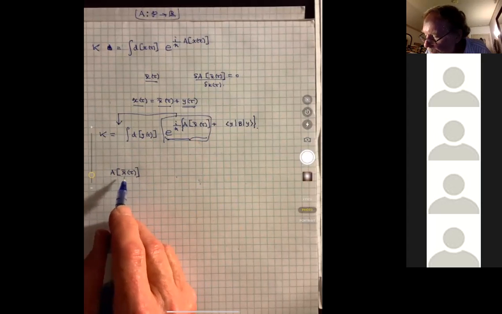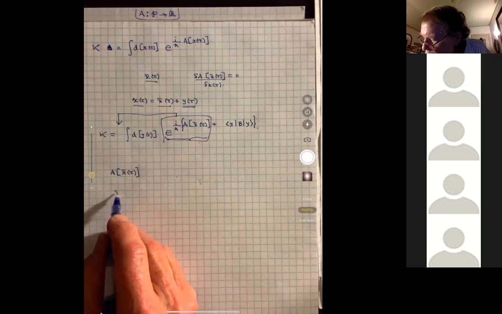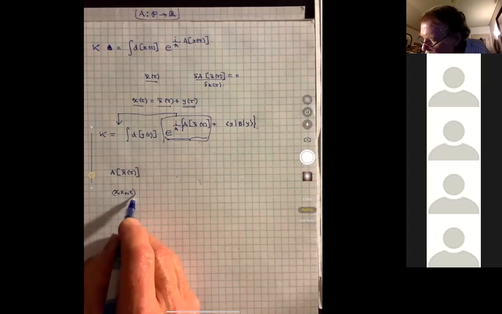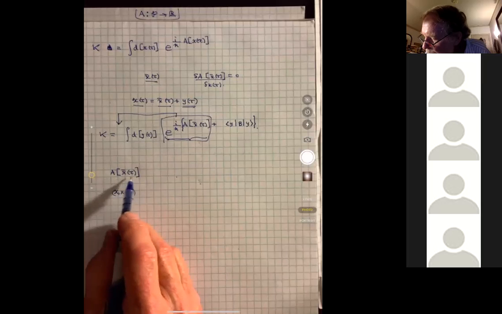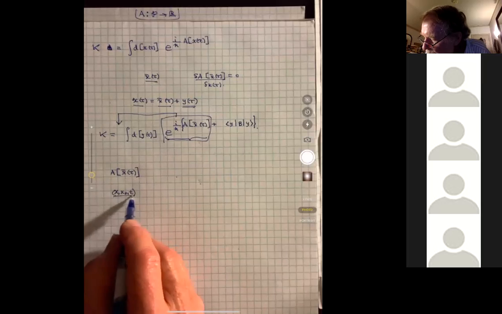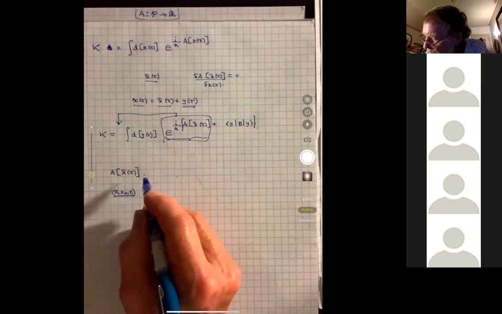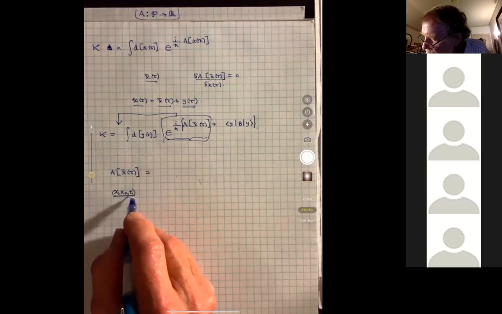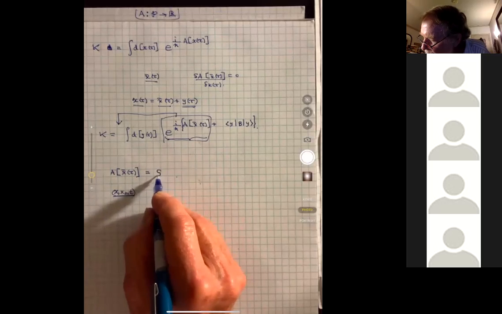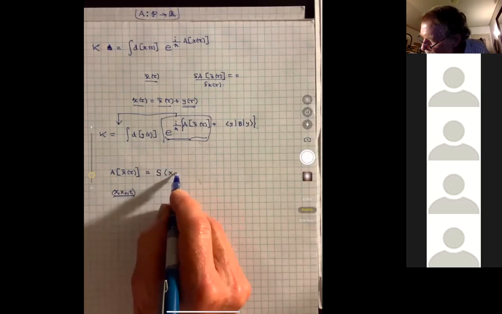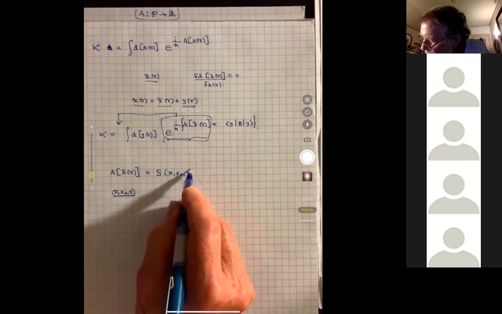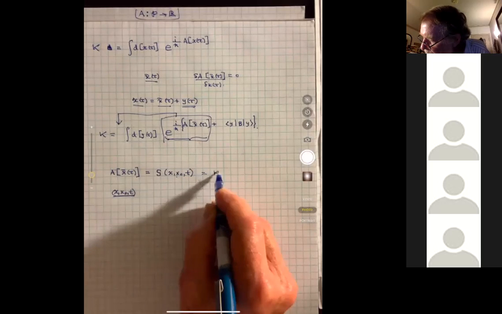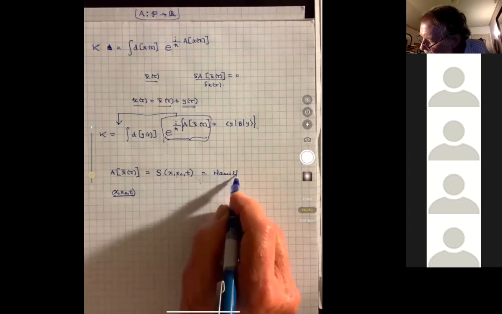But it's a number that depends on the parameters of the path space, which were x, x0, and t for our problem. And so this quantity A of x bar of tau depends on the parameters of the path space. And so in effect it becomes an ordinary function of these three parameters. I'll give it a different symbol. I'll call it S of x, x0, and t. This function is given a name. It's called Hamilton's principal function.